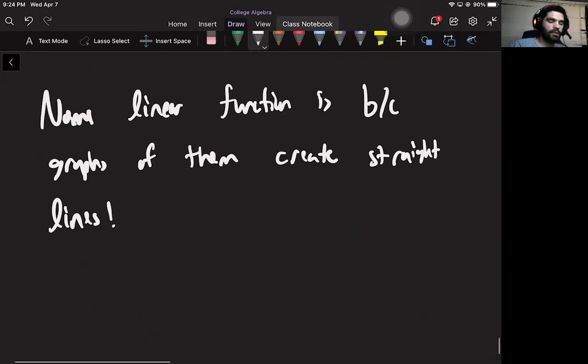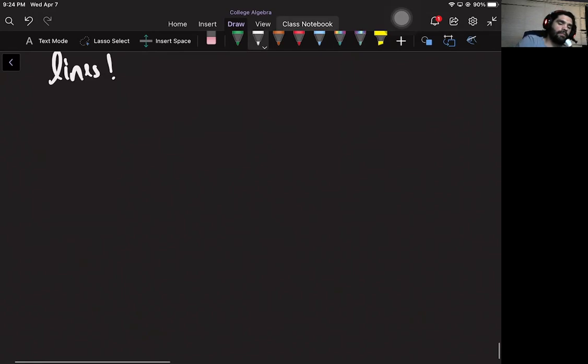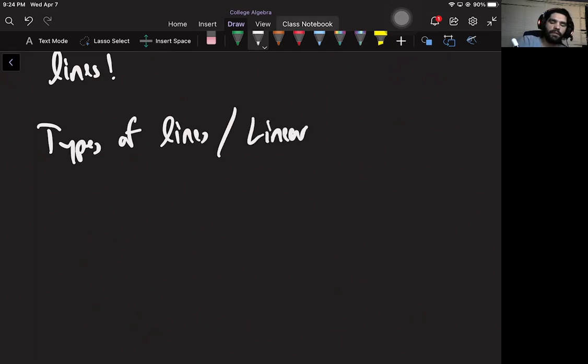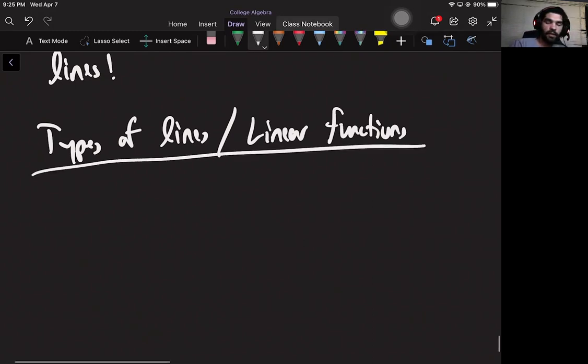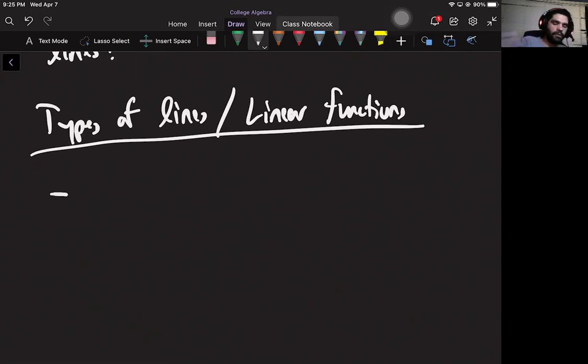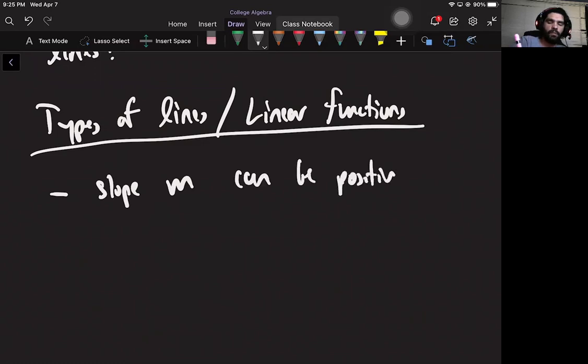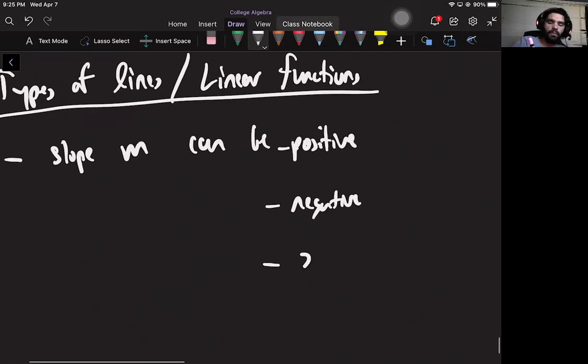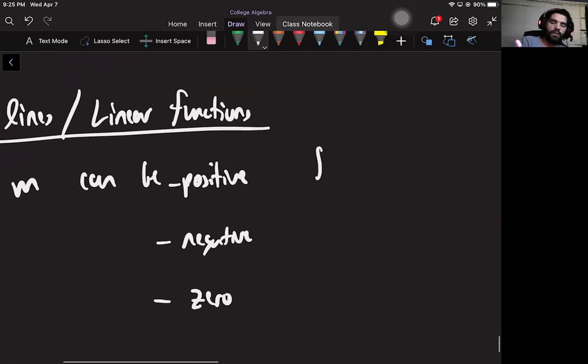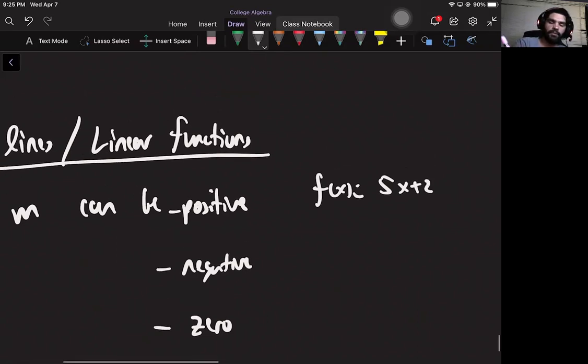The last thing we want to do is just mention different types of lines or linear functions. It's good to categorize things. This will come back when we graph, but it's good to mention now. So our slope m can be positive, negative, and it can also be 0, which we have not seen yet. So something like 5x plus 2, that's a positive m. m equals 5 is a positive number.